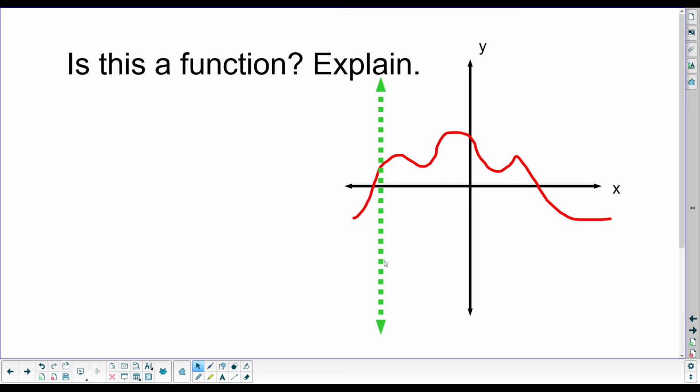All right, so is this a function? I would say, yes, this is a function, because it passes the vertical line test.